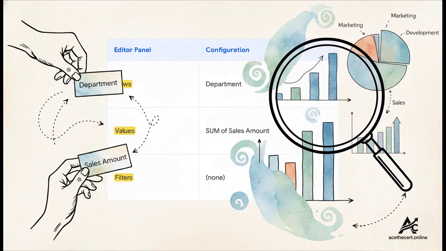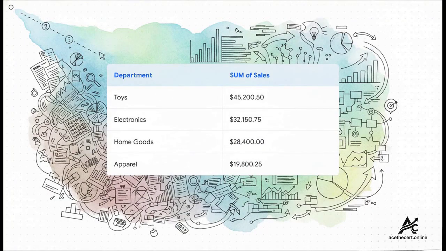We take the department field and pop it into the rows box. Bam! The spreadsheet automatically creates one row for each department. Then we grab sales amount, drop it into values, and make sure it's set to sum. That's literally it. And there you have it, just like that. In a few seconds, we took that giant, messy list of sales and turned it into this perfectly clean, super clear summary. The answer we were looking for is now just staring us right in the face.